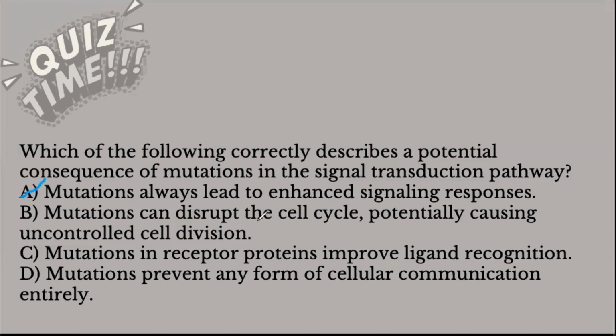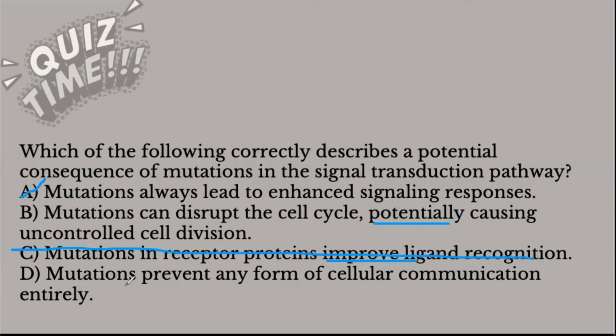We know that mutations can disrupt the cell cycle, potentially causing uncontrolled cell division. I do like this answer because it says potentially and it's not extreme. So I'm going to keep that there as a potential correct answer and continue to review the rest of the choices. Answer choice C says mutations in receptor proteins improve ligand recognition. Once again, while it doesn't say always, it's saying that mutations can improve ligand recognition, and this could be true, but not always the case. So I don't really like that answer compared to B.